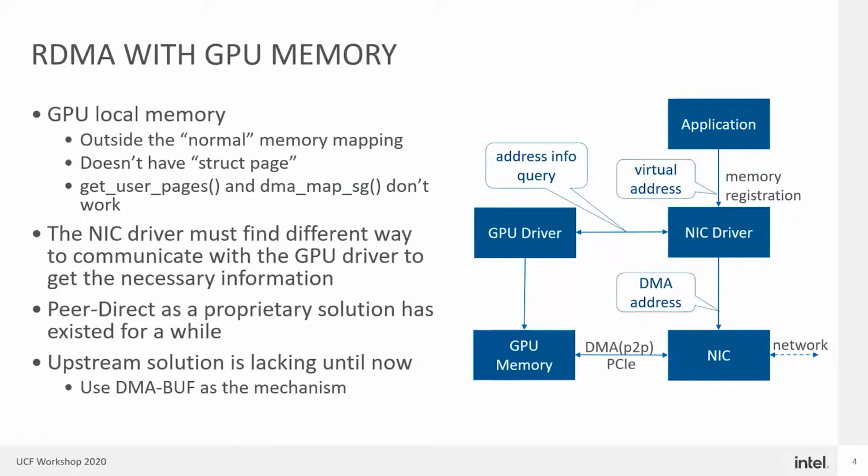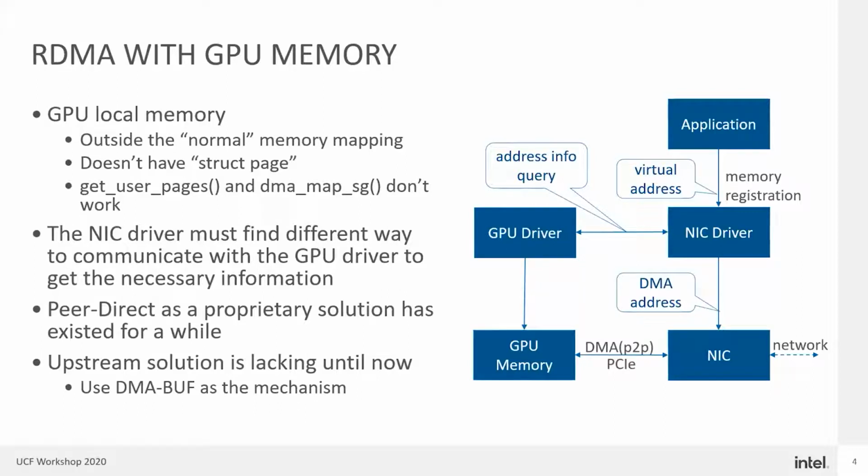However, if the memory is in the GPU, the story is a little different, because the GPU memory is mostly local to the device itself. It is memory mapped to the I/O space, so it is outside the normal regular memory mapping of the system. That memory doesn't have the corresponding struct page, and get_user_pages and dma_map_sg don't work correctly for it. So the NIC driver cannot handle GPU memory the same way as system memory. It needs to find a different way to communicate with the GPU driver to get the necessary information in order to set up the internal page table.